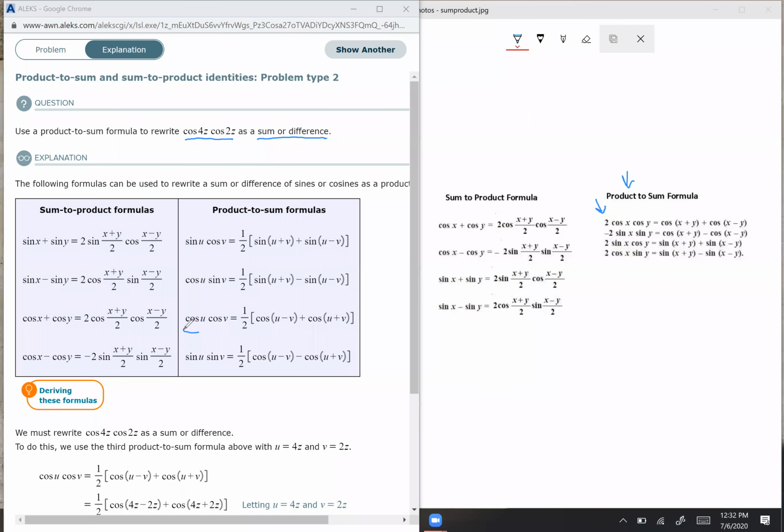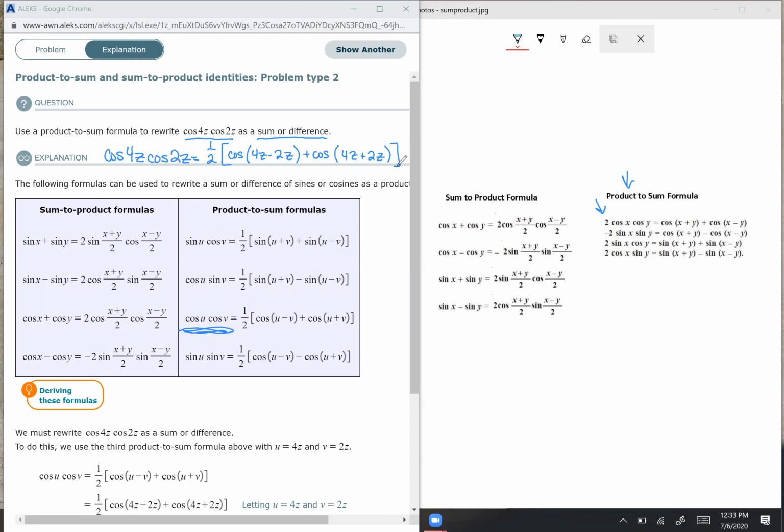So cosine times cosine is going to be this line here. Cosine U, cosine V. So cosine 4z times cosine 2z equals 1/2, and then a bracket, cosine of u minus v, so that's 4z minus 2z, then a plus, cosine of u plus v, so 4z plus 2z.